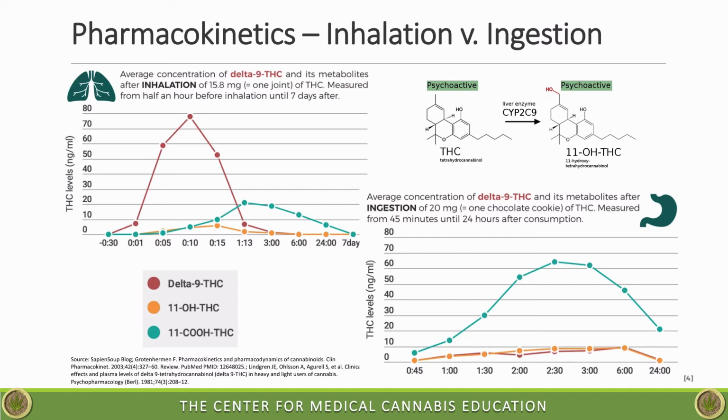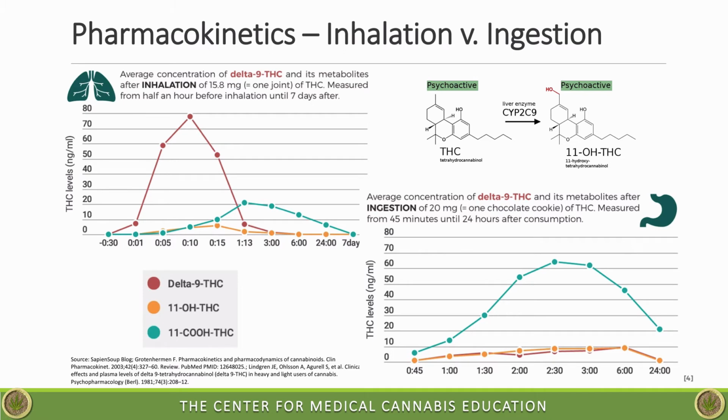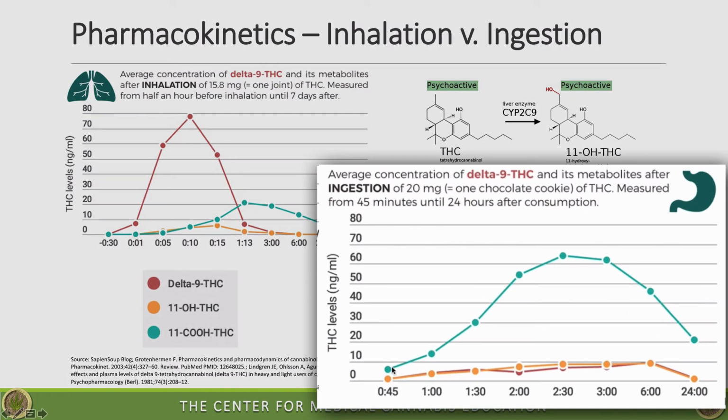In the next few slides, we are going to look at the pharmacokinetics of inhalation versus ingestion. In the graph on the upper left, we are looking at levels of delta-9 THC in red and levels of 11-hydroxy-THC in orange in the blood after inhaling a joint or smoking a joint containing 15.8 milligrams of THC. You can see that the concentration of delta-9 THC in the blood spikes up to 80 nanograms per milliliter in the first 10 minutes, and that the curve for 11-hydroxy-THC is obviously much lower, and it peaks after the peak for delta-9 THC.